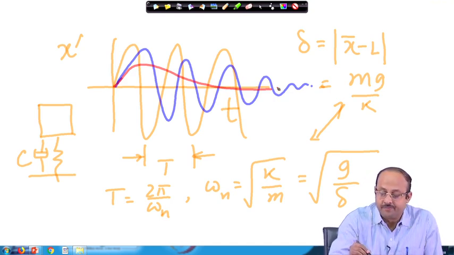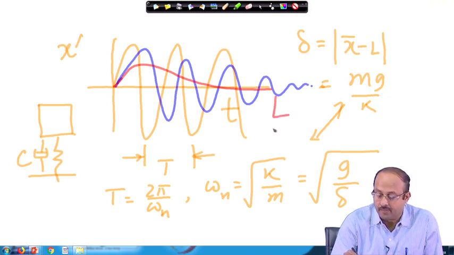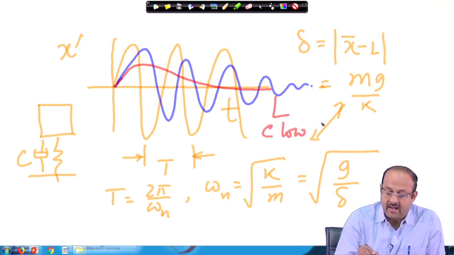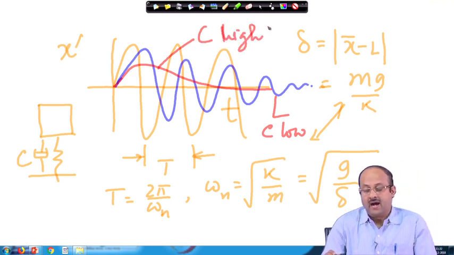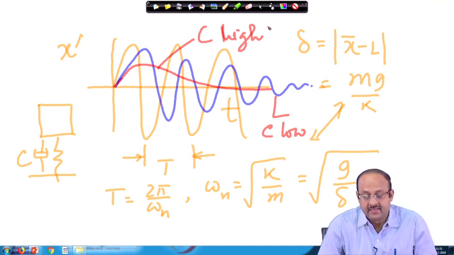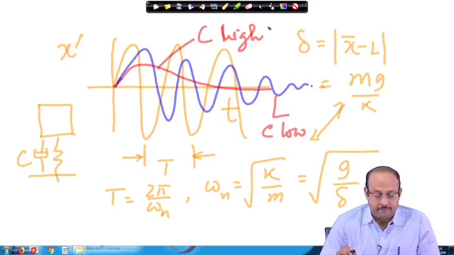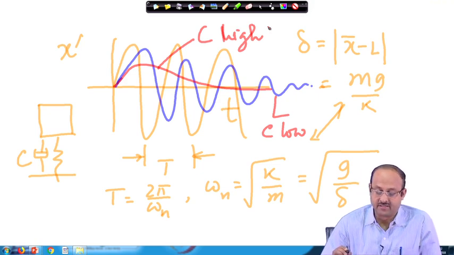So, this is the case of the undamped system, this is the underdamped, that is C is low, and this one is the overdamped, C is high. So, this is so far as the transient response is concerned.